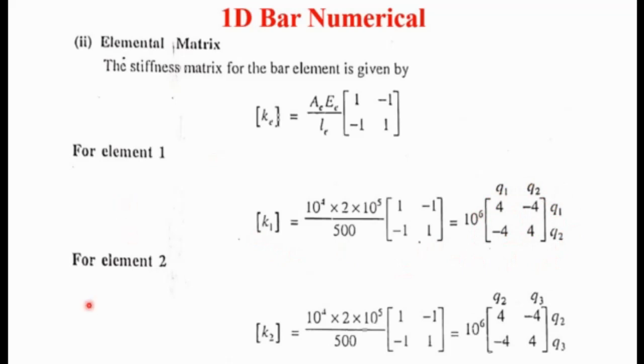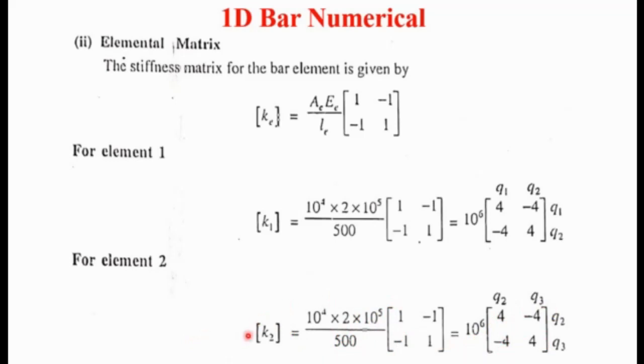Similarly for the second element, K2 is equal to A2 E2 divided by L2 times [1 -1; -1 1]. Putting in the values, A2 is 10 raised to 4, E2 is again 2 into 10 raised to 5, and L2 is again 500. Simplifying, the value of K2 is the same, 10 raised to 6 into [4 -4; -4 4]. This is the stiffness matrix for element 2.